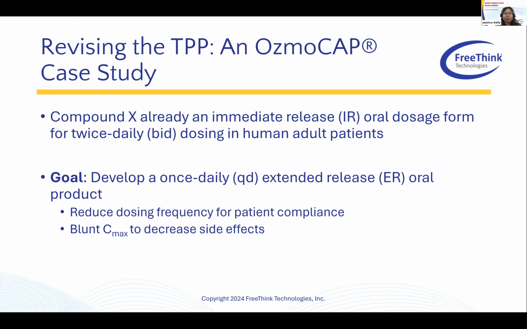So let's consider a case study so we can see how the TPP is used in a real life scenario.